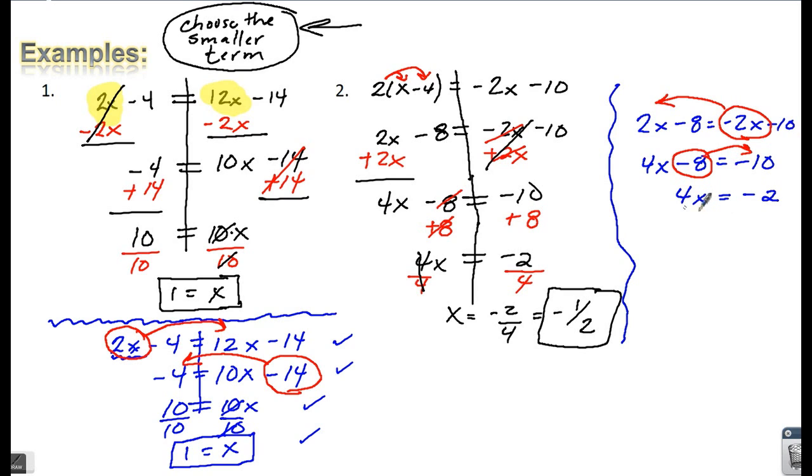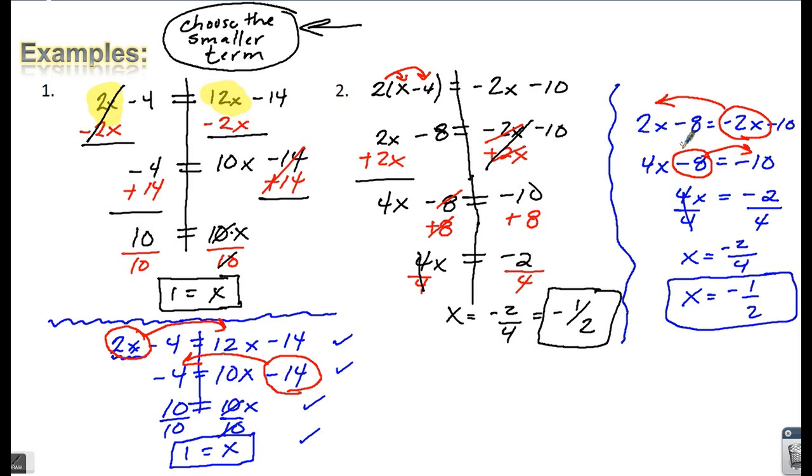Now we just have to divide both sides by 4. The 4's cancel, and x equals negative 2 over 4, which is really going to be x equal to negative 1/2. So again, notice how it's a lot cleaner the way we're doing it this way. This is a lot of mental math. This is an option for you, and I just wanted to bring these up.